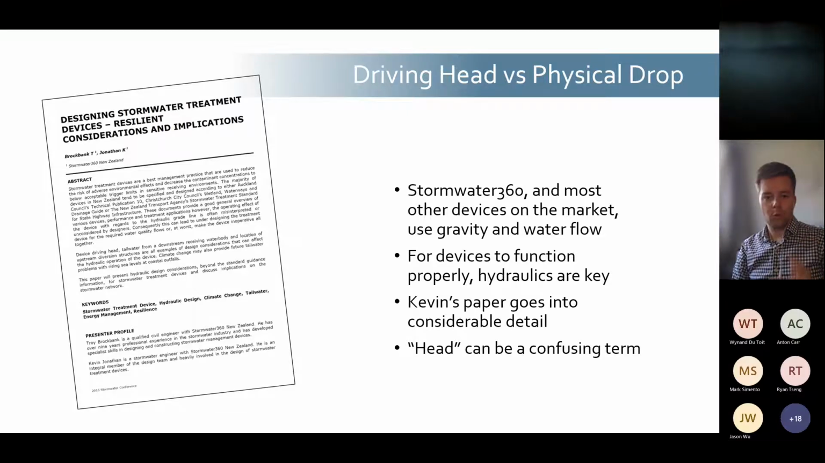So Stormwater360 and most other devices on the market use gravity and water flow to affect the treatment performance.